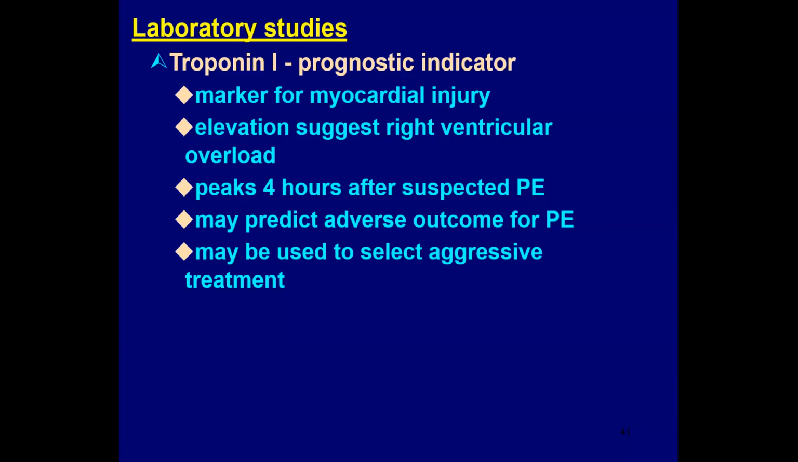Troponin is a marker for myocardial injury. So again, remember we talked about the possibility of a right ventricular infarction. Here we go, troponin will be elevated. An elevation of the troponin suggests right ventricular overload. Troponin peaks 4 hours after suspected PE, and it may predict adverse outcomes for the PE. Also, if the troponin is elevated, it suggests that we may select aggressive treatments.